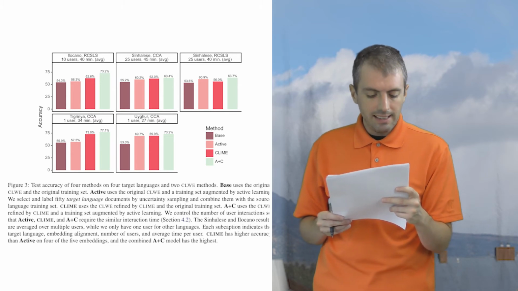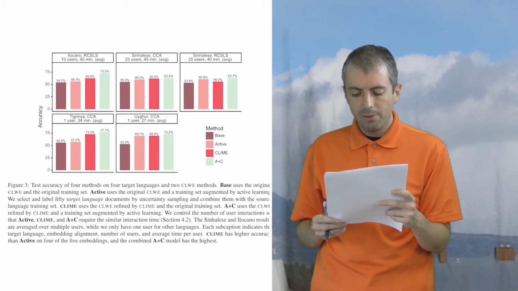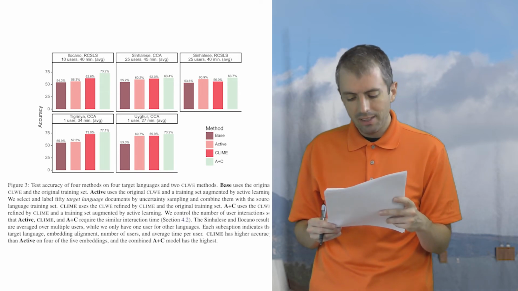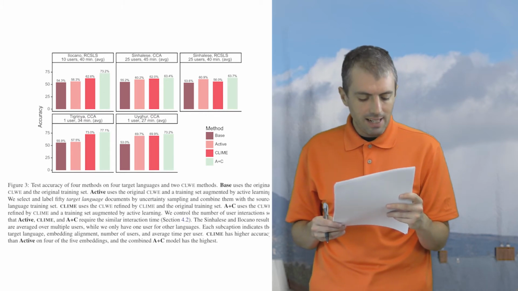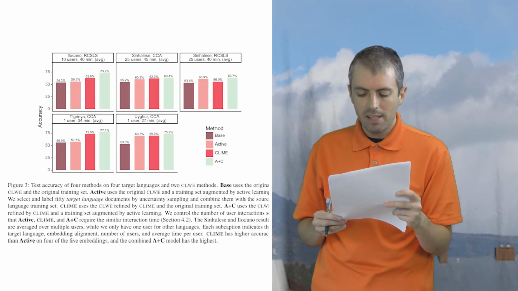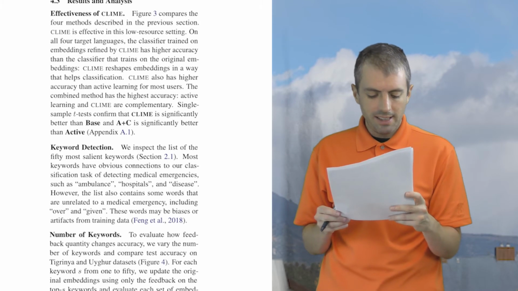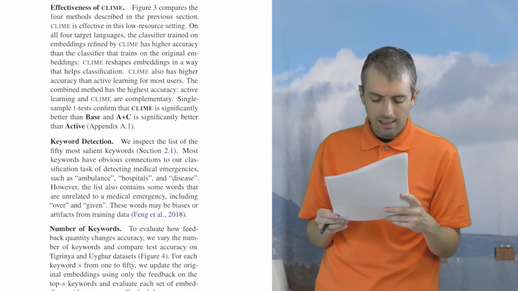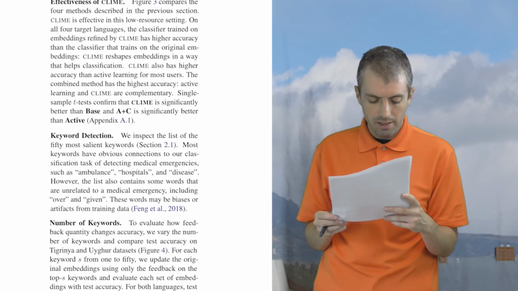The Sinhalese and Ilocano results are averaged over multiple users, while we only have one user for other languages. Each subcaption indicates the target language, embedding alignment, number of users, and average time per user. CLIMB has higher accuracy than active on 4 out of the 5 embeddings, and the combined A plus C model has the highest. Figure 3 compares the 4 methods described in the previous section. CLIMB is effective in this low resource setting. On all 4 target languages, the classifier that trains on embeddings refined by CLIMB has higher accuracy than the classifier that trains on the original embeddings.